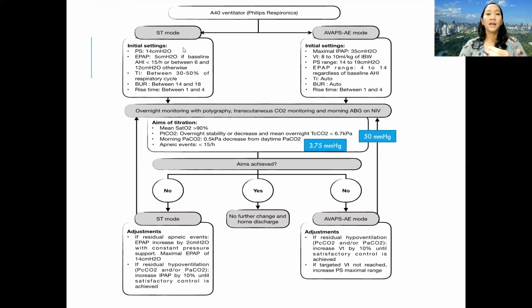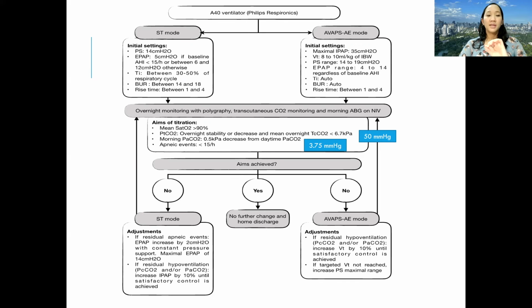And for the ST titration, they start with an EPAP of 5 if the baseline AHI is less than 15, or between 6 to 12 otherwise. And they start with a pressure support of 12, and they set the backup rate between 14 to 18. And their aims are a little bit different compared to the previously mentioned study.